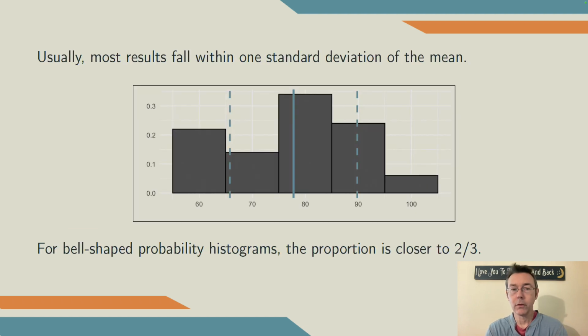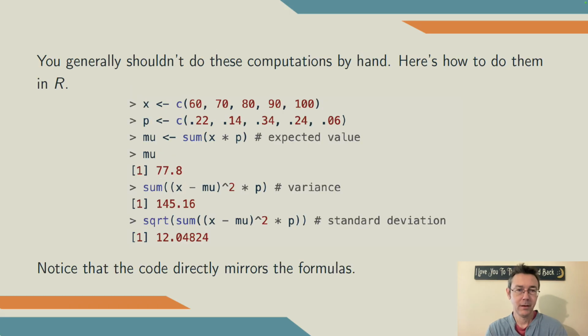Usually, most results fall within one standard deviation of the mean. So this probability histogram is drawn for the distribution that we've been looking at. I've labeled the mean, the expected value, at 77.8. And then I've gone one standard deviation below that and one standard deviation above that, so down by 12 and up by 12. You can see here that most of the results in this probability histogram do fall within one standard deviation of the mean. That's a pretty solid general rule. For bell-shaped probability histograms, things that are similar to a normal distribution, that proportion is going to be closer to 2/3.